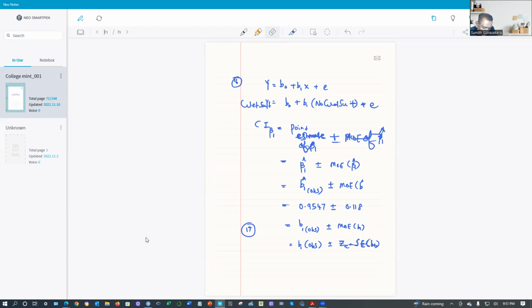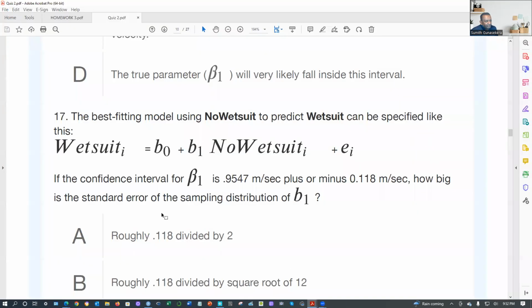Okay, we know that 0.9547 plus or minus. Can you remember, according to the empirical rule, you can put the 2 for the critical value and the standard error of B1 is this much. We don't know that, but the margin of error has been given: 0.118. Therefore, the standard error of B1 is nothing but 0.118 divided by 2. Roughly, okay, 0.118 divided by 2.